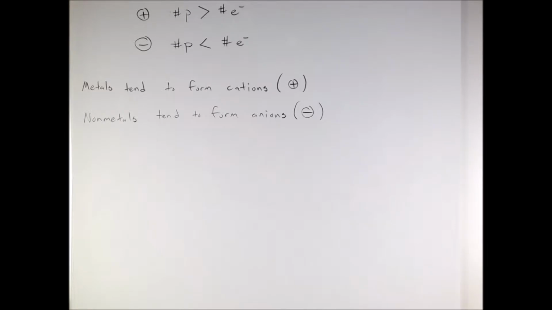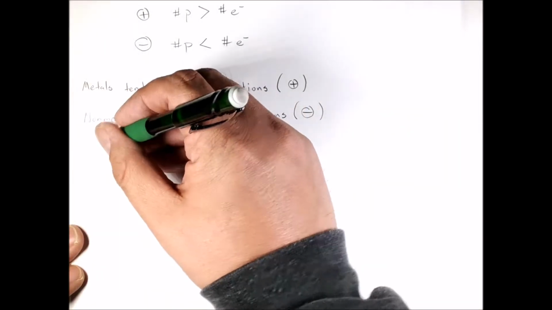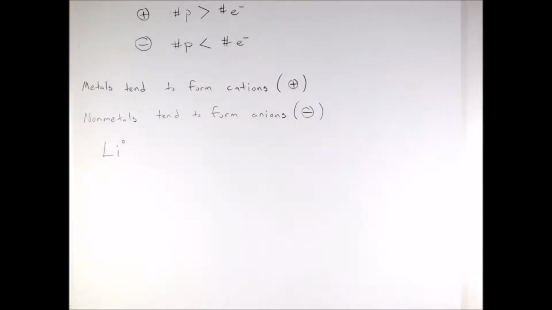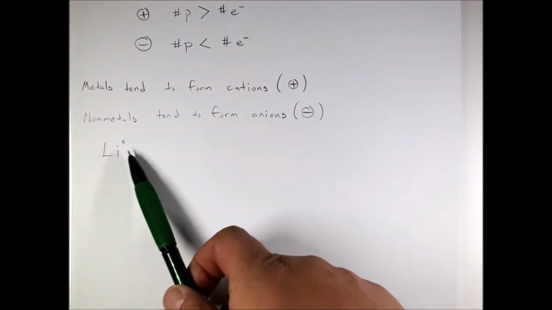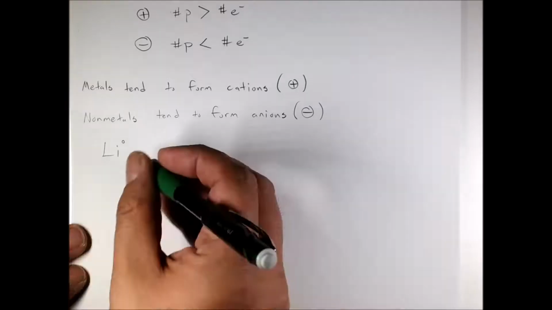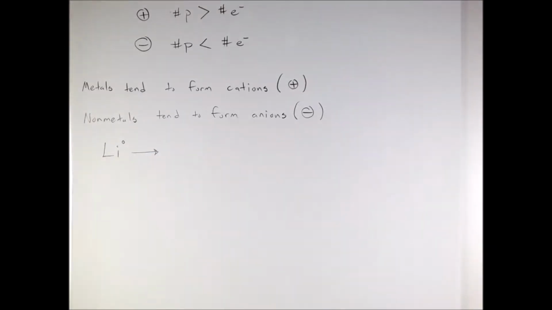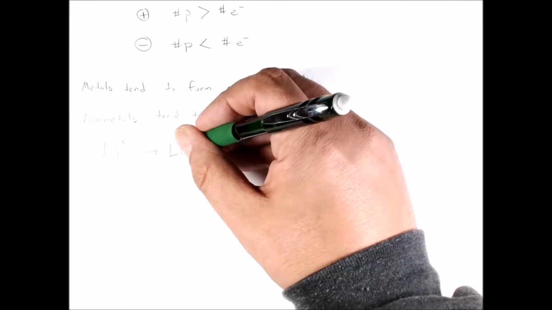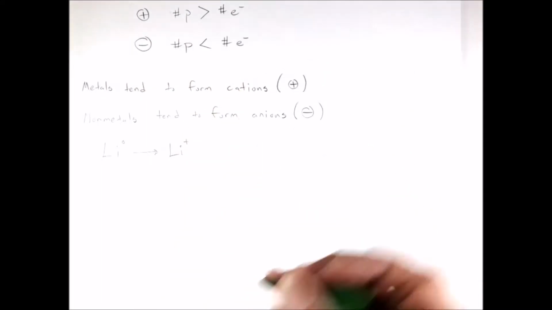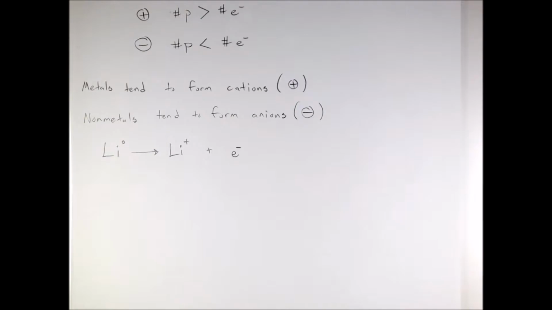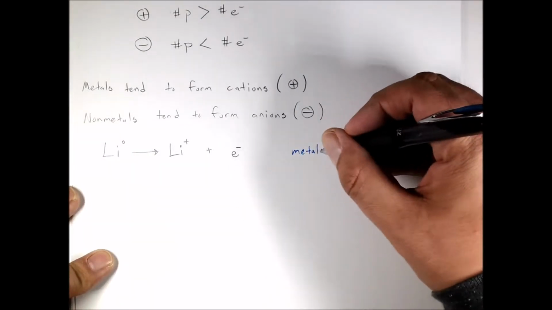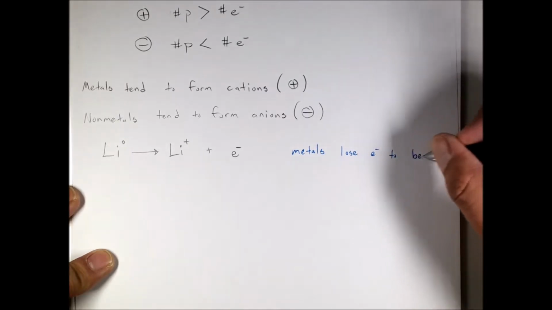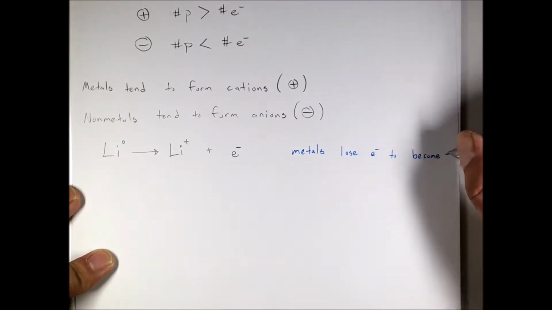So with that in mind, let's take a look at what happens here with lithium. And when I'm talking about metals, I like to put a little 0 here to say that it has no charge. It turns out that since lithium is a metal, it will tend to become lithium plus 1, and we get 1 electron. So metals lose electrons to become positive.